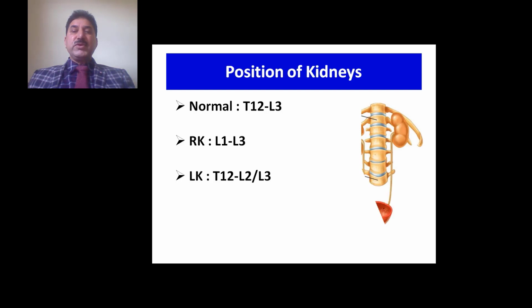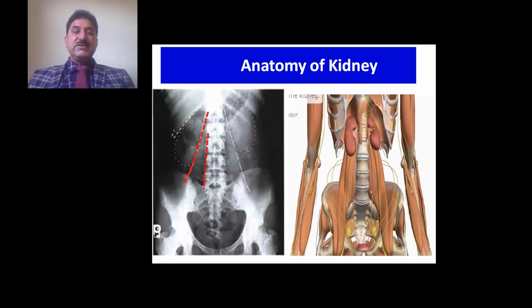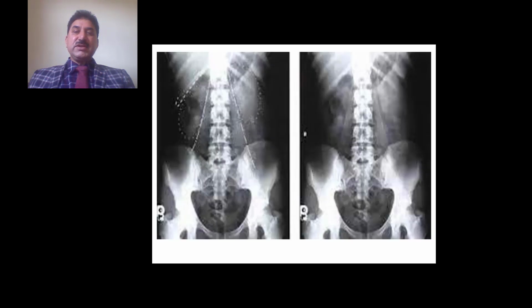left kidney lies at the level of T12 to L3 or L4. In this diagram, these red lines represent the psoas shadow. Superior lateral to the psoas shadow, there is the right kidney. On the left side, superior lateral to the psoas shadow is the left kidney. As shown in this X-ray, we can see kidney and psoas shadows.